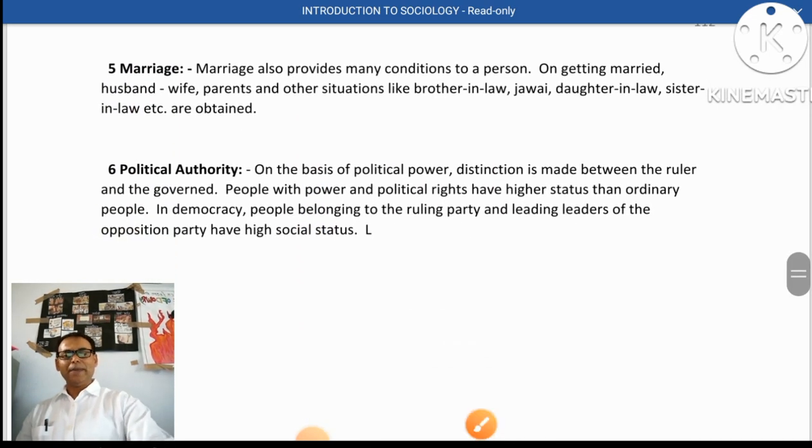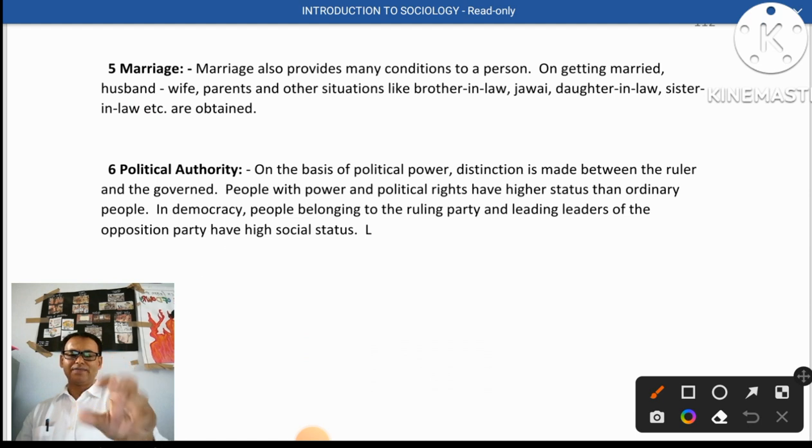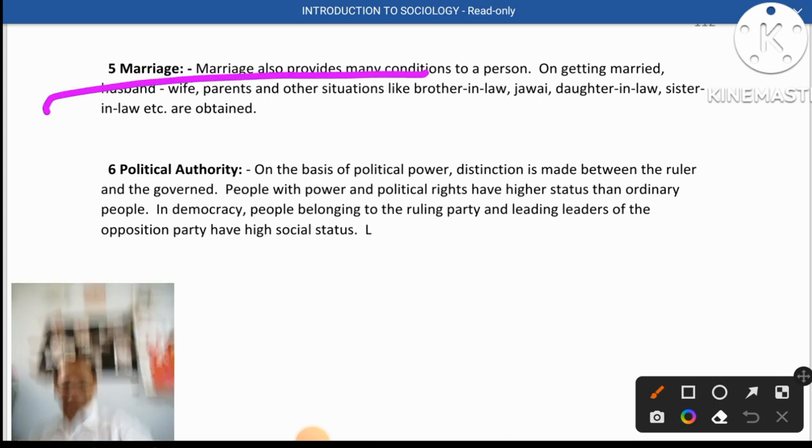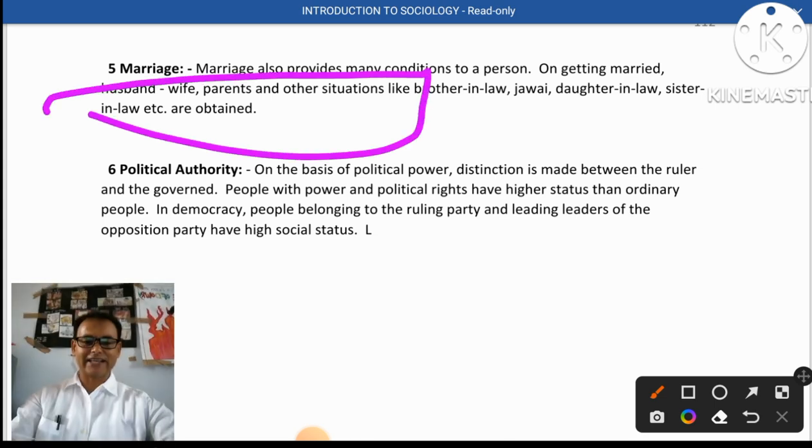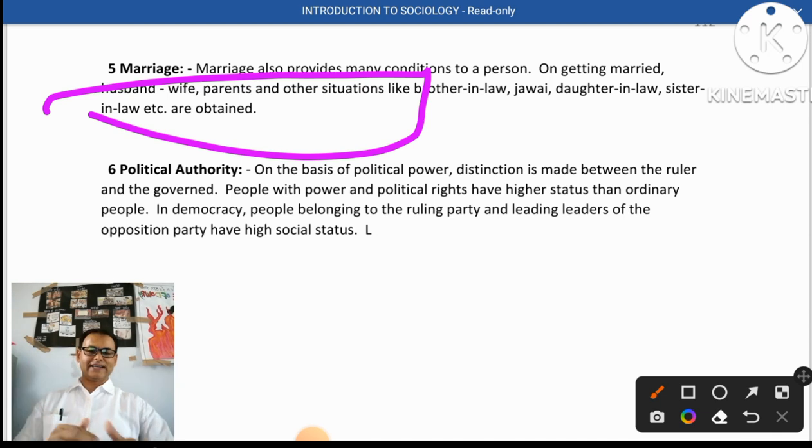Marriage also provides many position statuses to a person. On getting married, statuses such as husband, wife, parents, and others like brother-in-law, jawai, daughter-in-law, sister-in-law, etc. are obtained. That is status gaining.